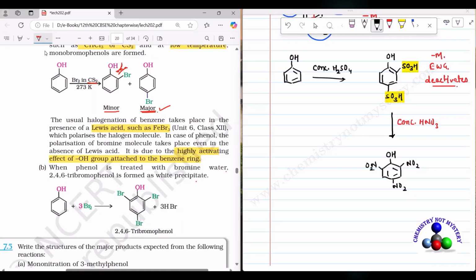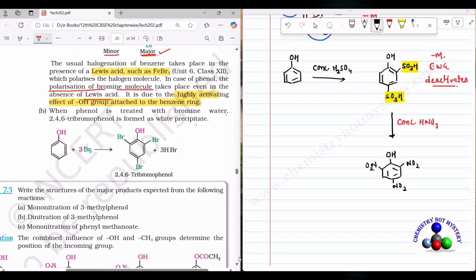But here in case of phenol, it doesn't require any Lewis acid. Phenol itself polarizes the bromine molecule to produce electrophile. Now come to the next condition. When phenol is treated with bromine water, 2,4,6-tribromophenol is formed as a white precipitate.